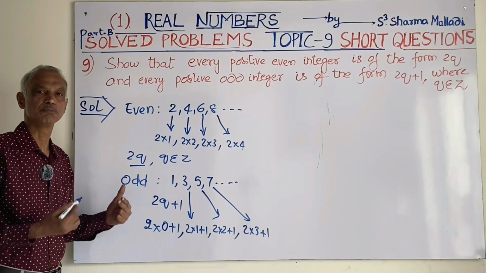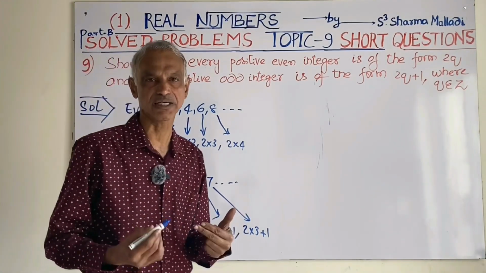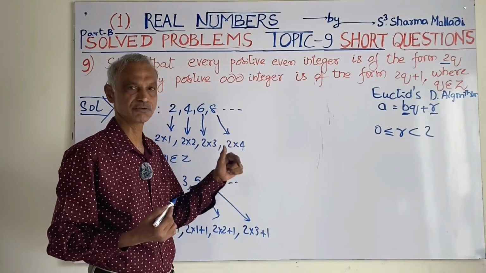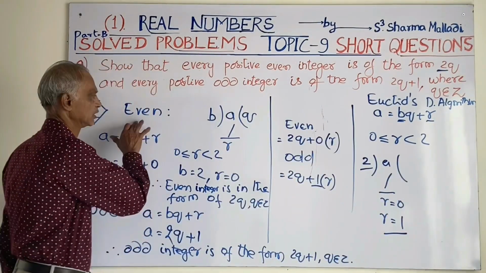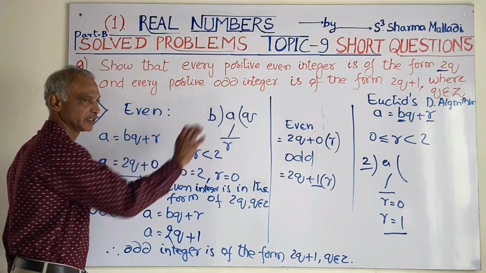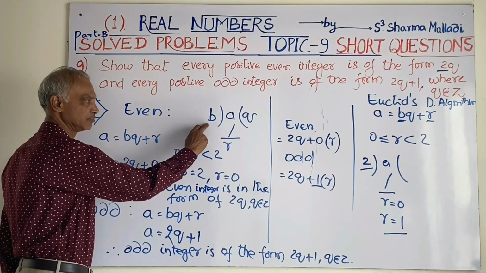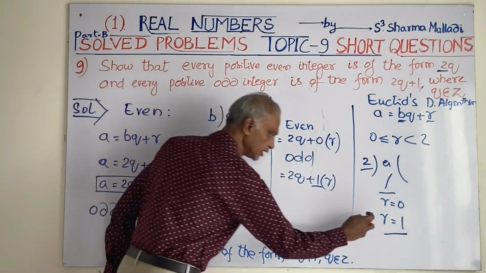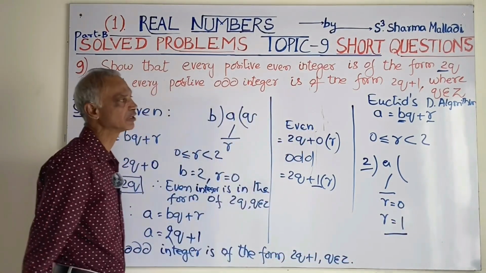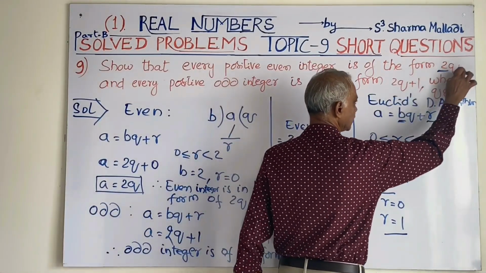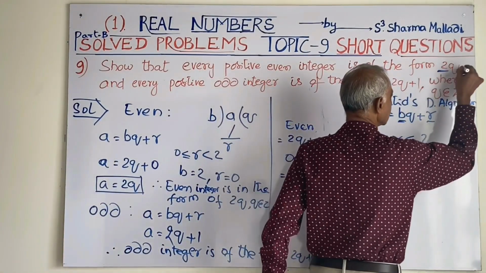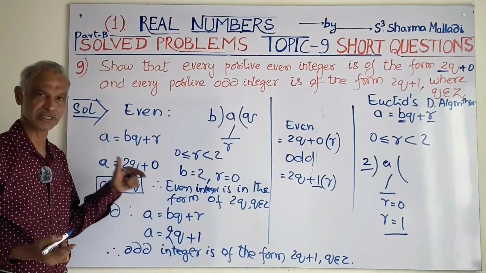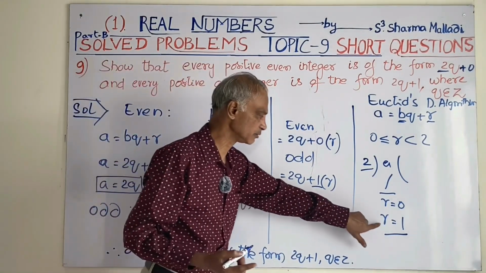But we have to prove it using Euclid's division algorithm. What is Euclid's division lemma? a is equal to bq plus r, where r should be greater than or equal to 0 and less than b. Here a is divided by divisor b. Remainder should be greater than or equal to 0 and less than 2, because the remainder is 0 or 1. For even, it is 2q plus 0, and for odd the remainder is 1. We have to take remainder as 0 and also remainder as 1.